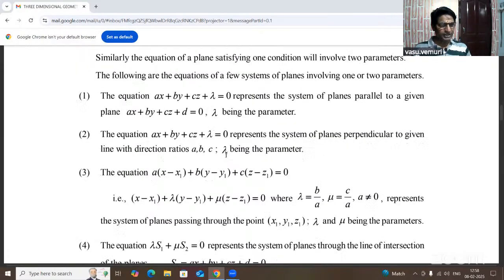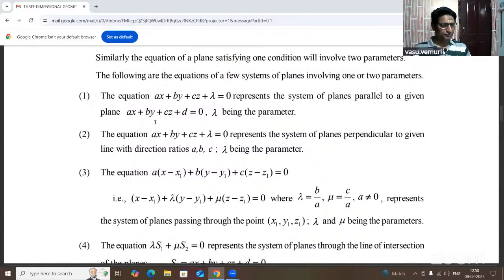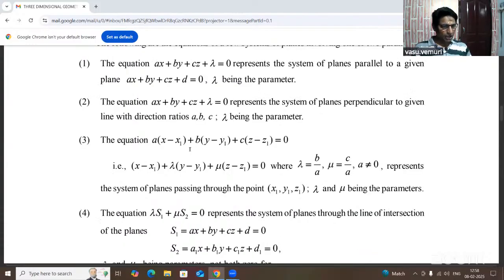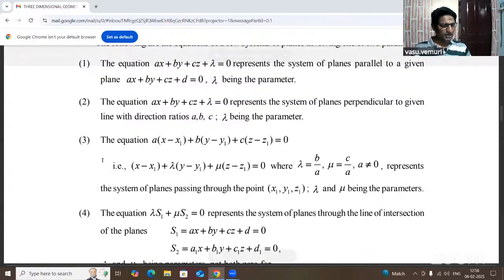Okay. Now we are taking this equation that represents the system of planes perpendicular to the given line, with the DRs also the same. a, b, c are the DRs, lambda being the parameter. Okay. Now the equation is a(x minus x1), b(y minus y1), c(z minus z1) equal to 0. Now the a value is 1, the b value is lambda, the c value is mu. So finally we get the lambda value as b by a, and the mu value as c by a.